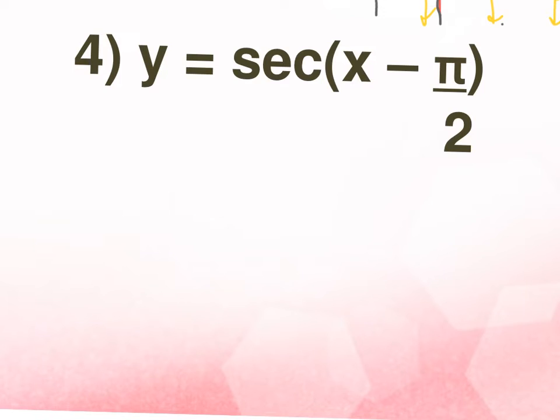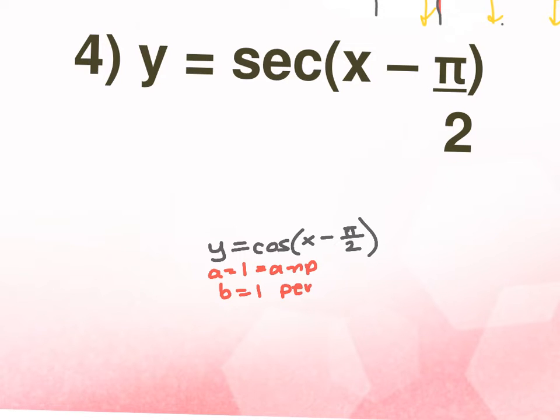Next is secant. So we're going to start by graphing cosine here. So I'm going to write it as y equals cosine of x minus pi over 2. And then wherever the intercepts are is my asymptotes, and wherever the maximum, I bounce them off, right? So my a here is 1. My amplitude is 1. The b is 1, which means the period is 2 pi.